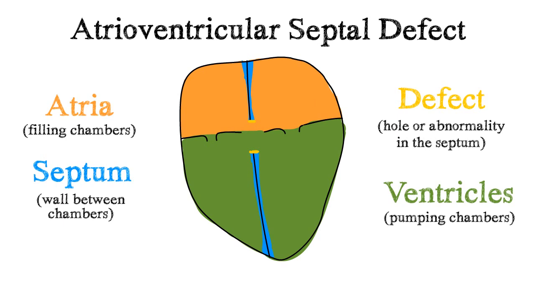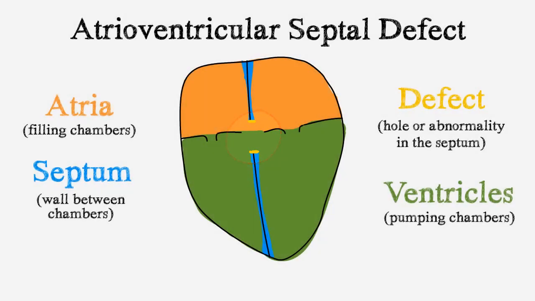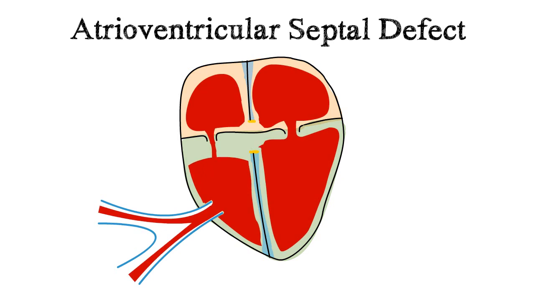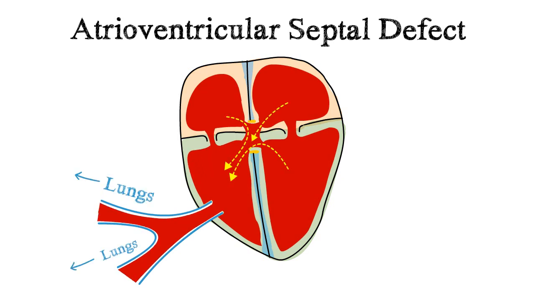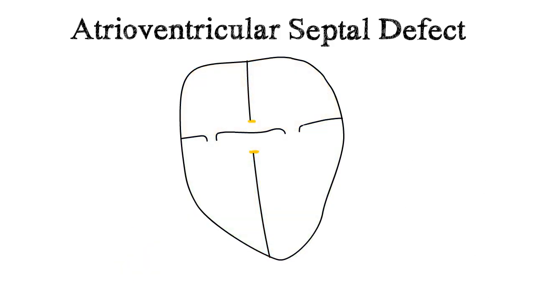In the case of AVSD, the hole or abnormality is in the wall or septum between both the atria and the ventricles. This hole increases blood flow to the lungs, which can cause high blood pressure in the lungs. If this hole is not surgically closed, it can lead to a condition called pulmonary hypertension, or Eisenmenger syndrome.